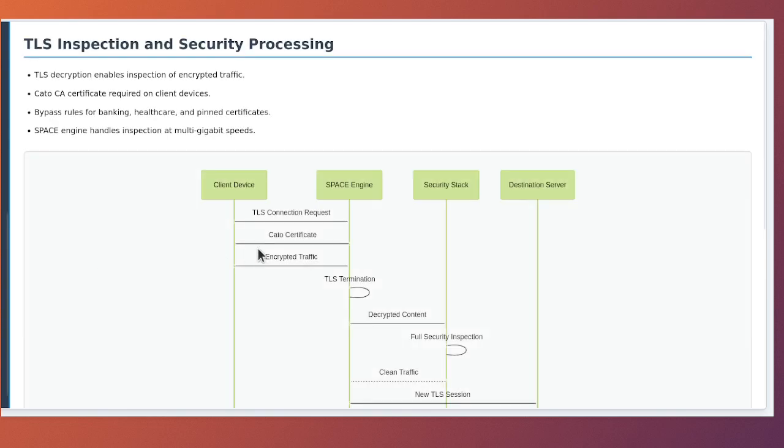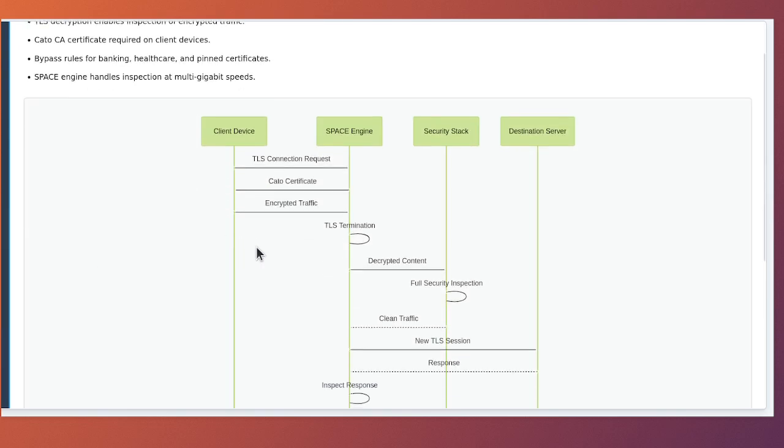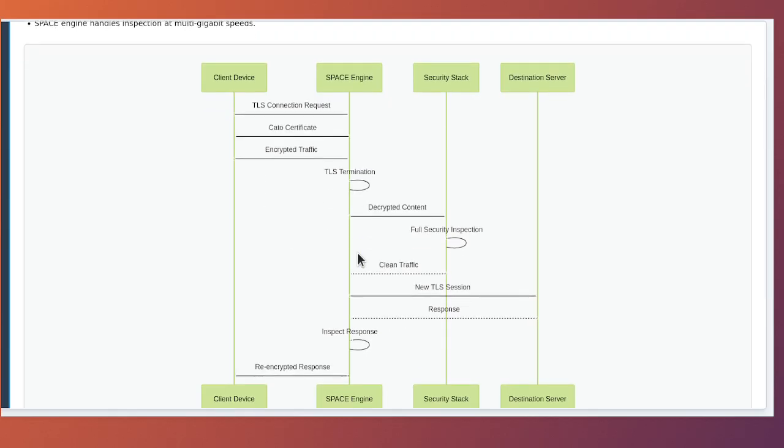TLS inspection and security processing. Let me cover TLS inspection, which is critical for effective security in a world where most traffic is encrypted. Without TLS inspection, threats hiding in encrypted traffic would bypass your security controls entirely. TLS inspection, also called Secure Sockets Layer Inspection or HTTPS decryption, allows the Cato security stack to examine encrypted traffic.